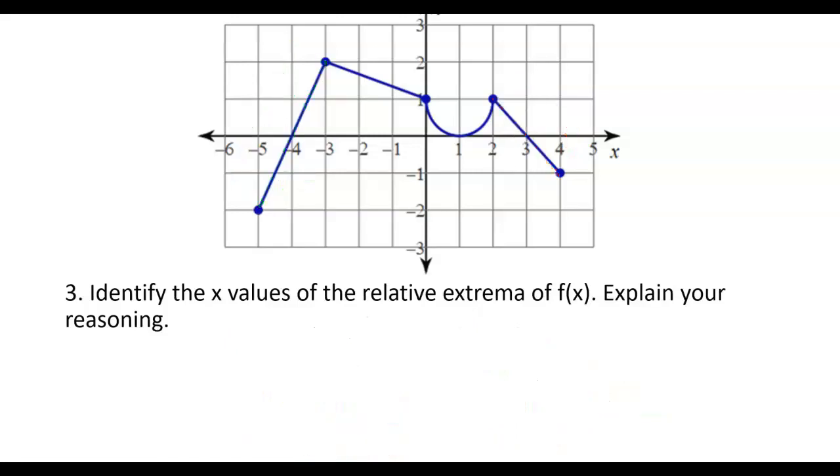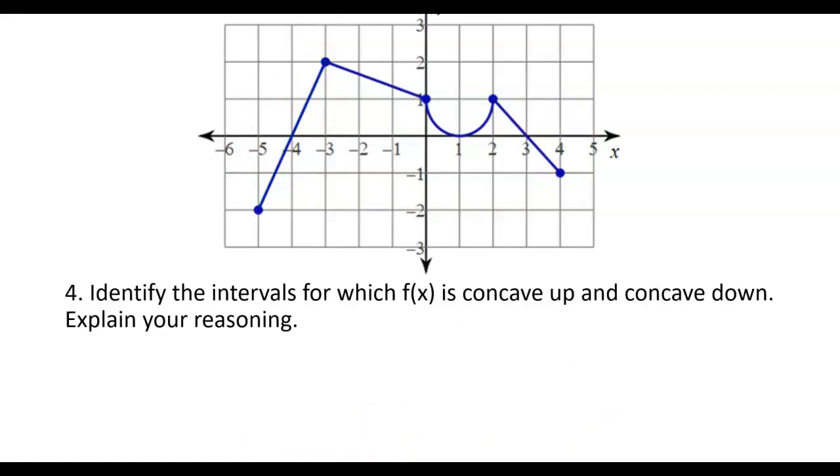Let's go ahead and take a look at number 4. Identify the intervals for which f is concave up and concave down. So f is concave up when f double prime is positive. And actually, instead of saying "is positive," that's fine, but I'm just going to write it like this. So f is concave up when f double prime is positive.